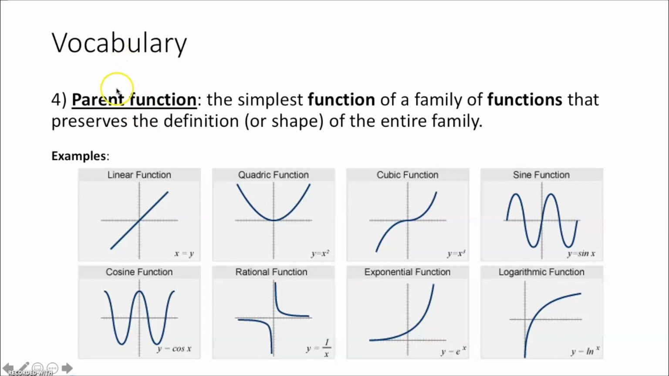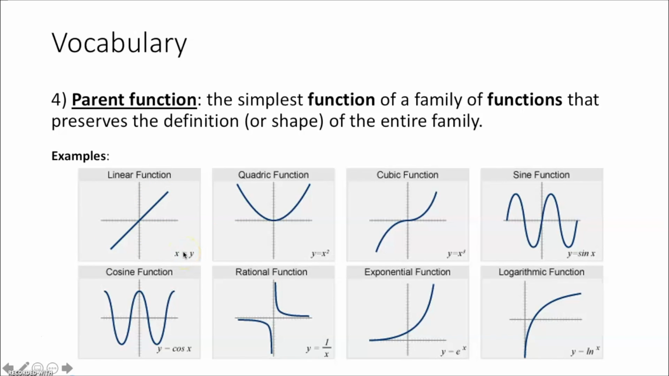Next vocabulary term is a parent function. That's the simplest function of a family of functions that preserves the definition or shape of the entire family. So here you can see a bunch of different parent functions, right? It's the most basic function for that family of functions. So for a linear function, the most basic function would be y equals x. It has a family of functions on top of that, which would be like y equals 3x or y equals 8x plus 5 or y equals 100x minus 2. That's the family of functions, but the parent function for that family is y equals x.